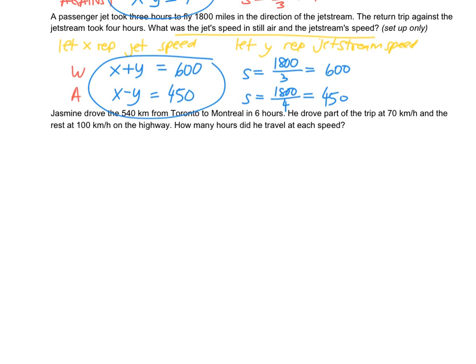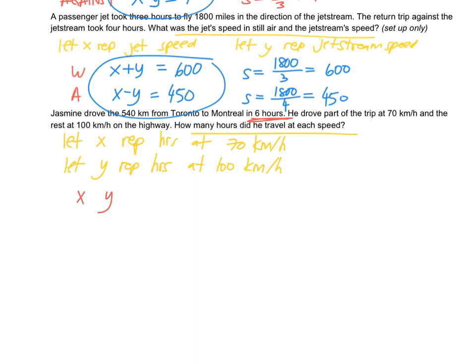Okay, so here's the question. How many hours at each speed? So let X represent hours at 70 kilometers per hour, and let Y represent hours at 100 kilometers per hour. Now let's look at our statements. The first one is that Jasmine drove for 6 hours. X hours were at 70 kilometers per hour. Y were at 100 kilometers per hour. But if we add those 2 hours together, we should get 6 in total.